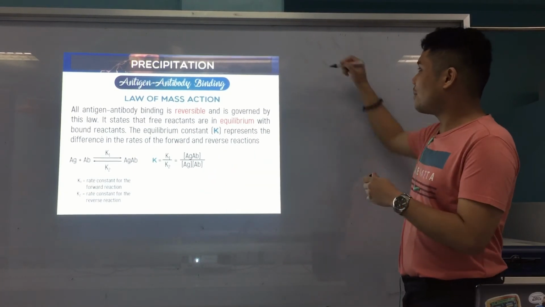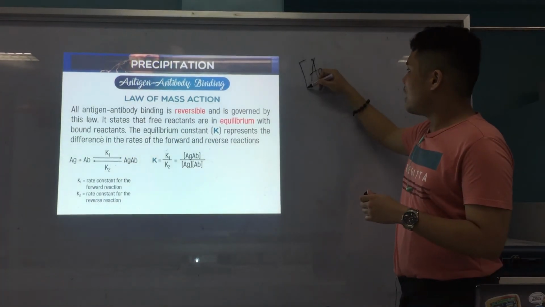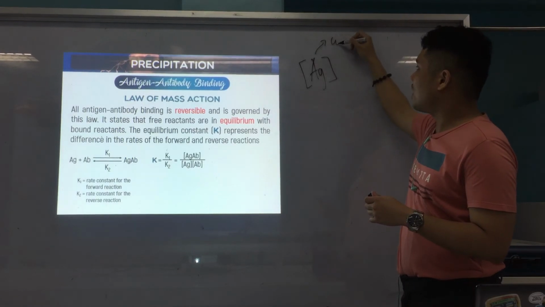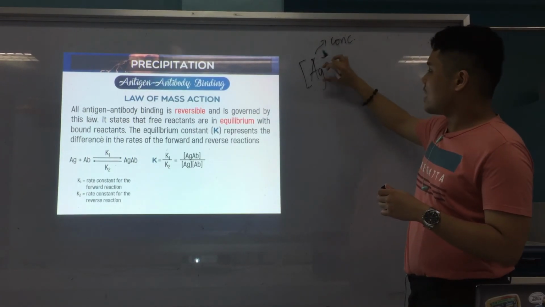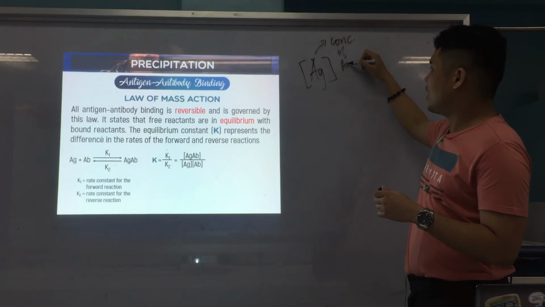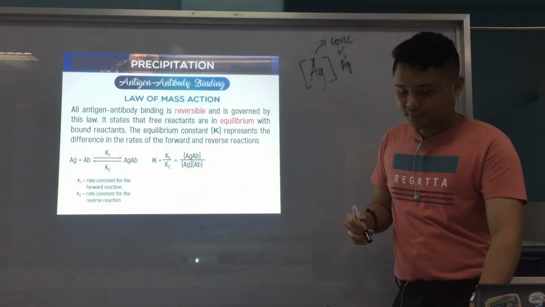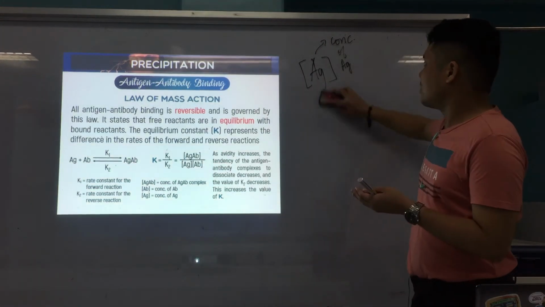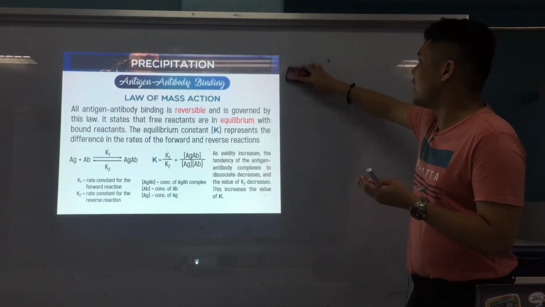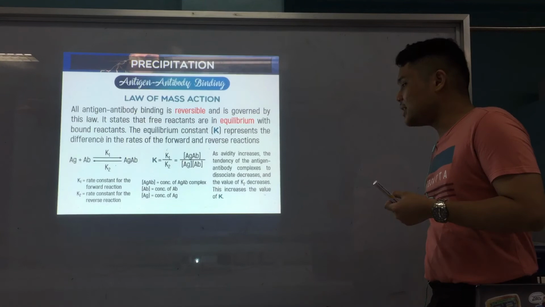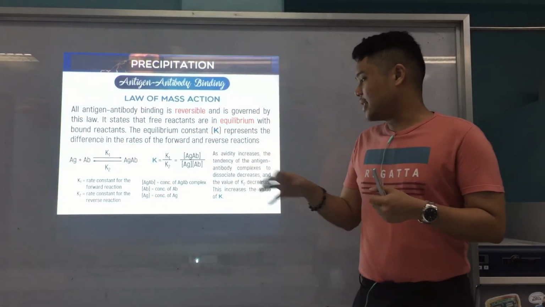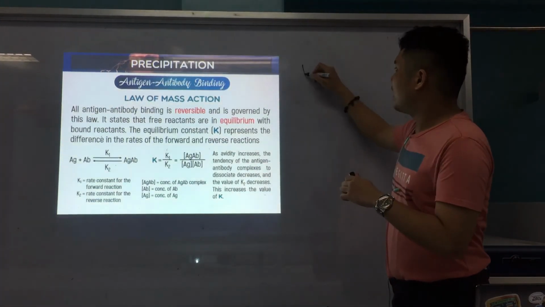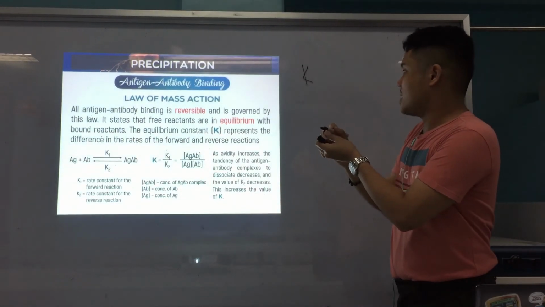I hope you remember that in your chemistry, it talks about the concentration of what is inside. So, concentration of antigen. Alright? So, as avidity increases, we have a rule of thumb here. As avidity increases, the tendency of the antigen-antibody to dissociate decreases. Alright, let me explain.